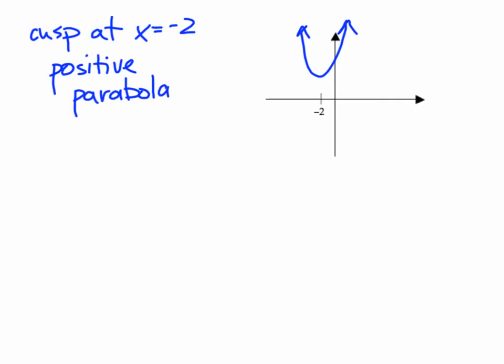So since I had a cusp at x equals -2, and it was a positive line, diagonal line slanted to the right, I have a parabola, positive parabola opening up at x equals -2. I don't have to know exactly where that parabola is. I just need to know that it's a positive parabola.